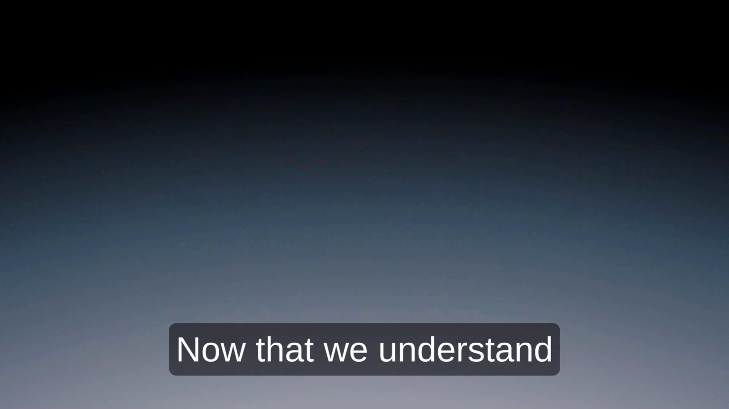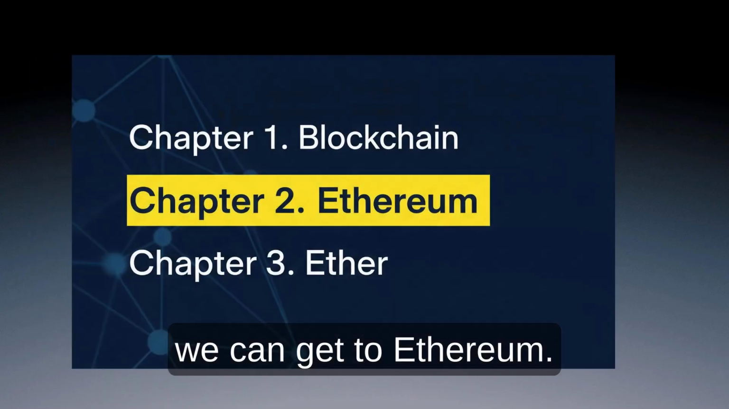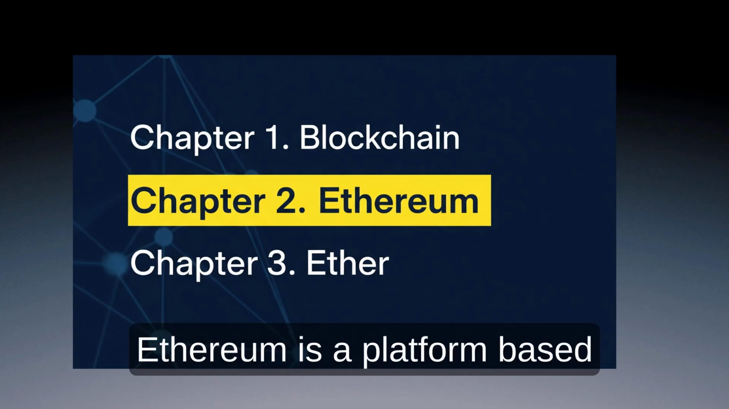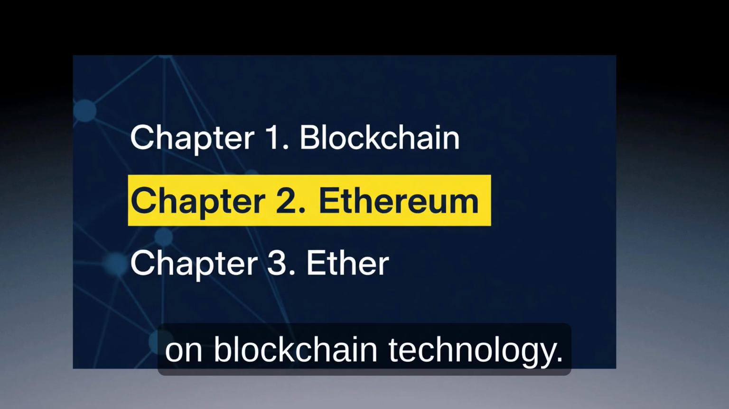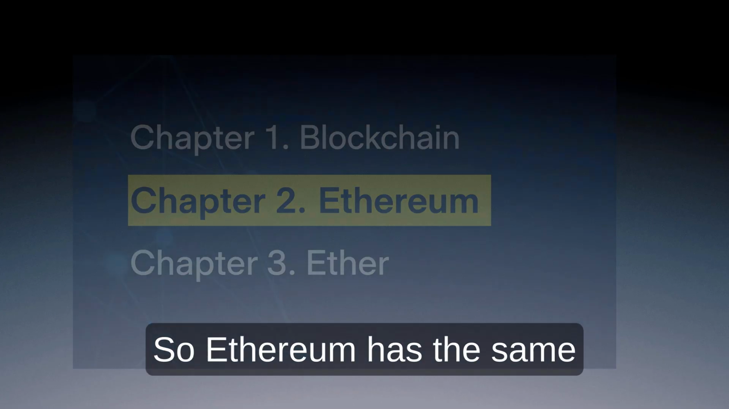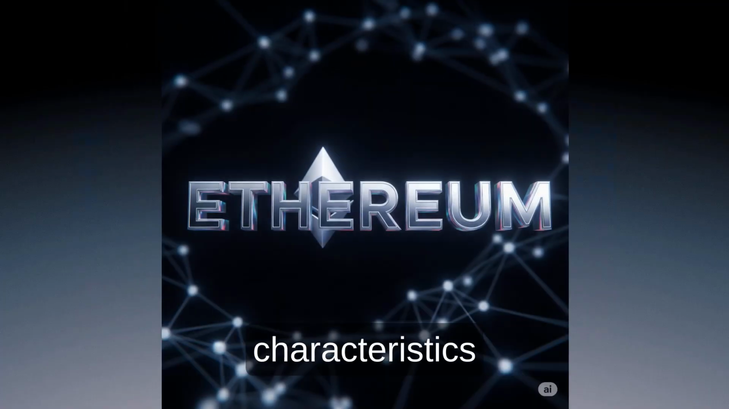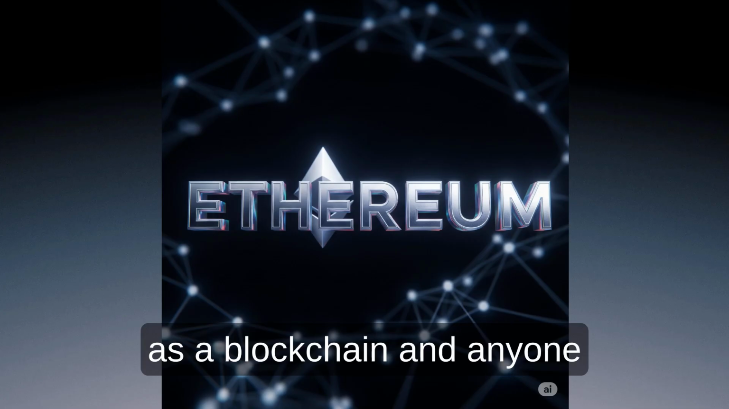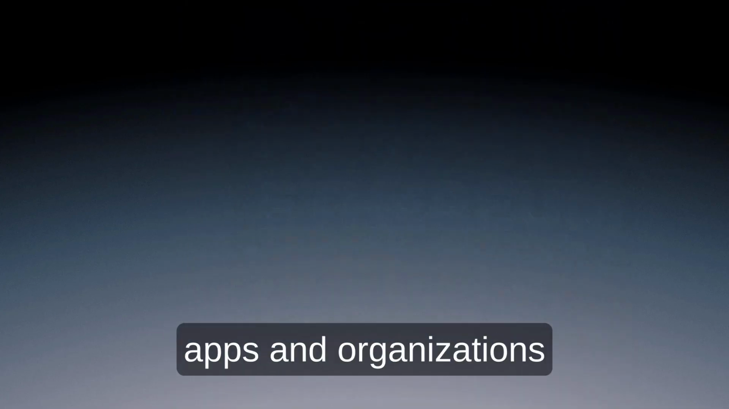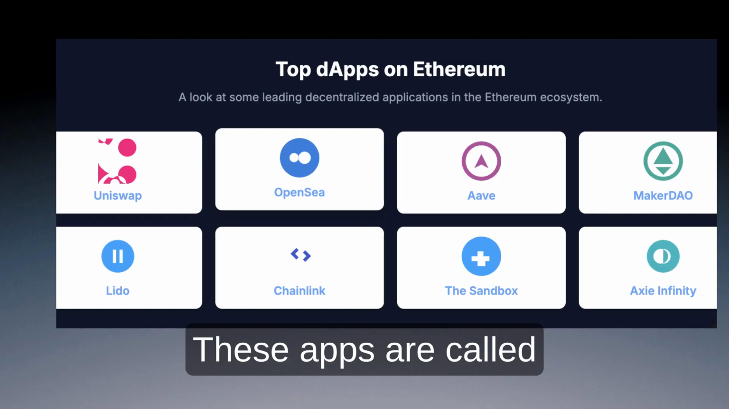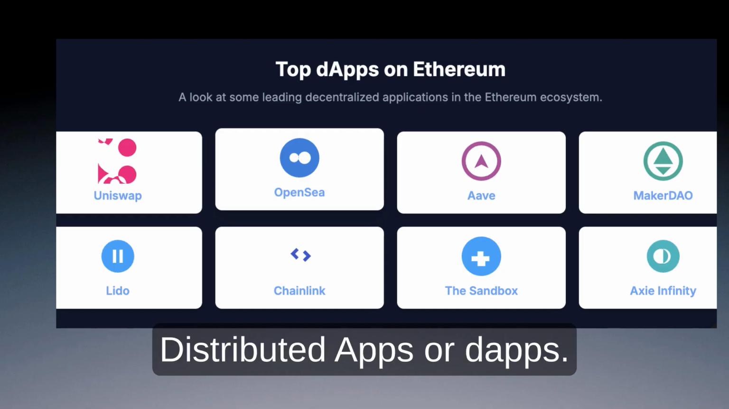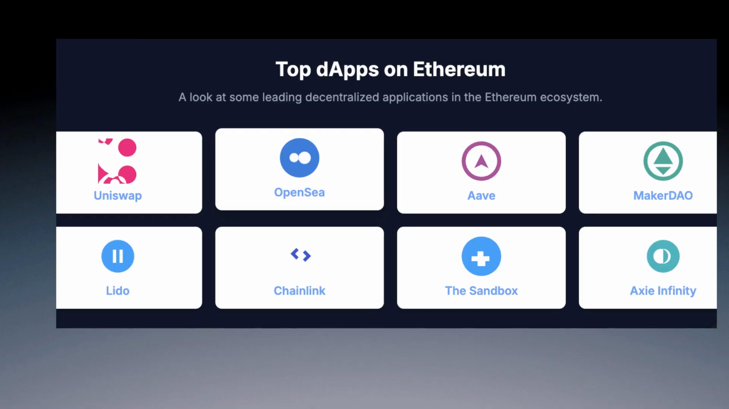Now that we understand blockchain, we can get to Ethereum. Ethereum is a platform based on blockchain technology. So Ethereum has the same characteristics as a blockchain, and anyone can use it to build apps and organizations in a decentralized and censorship resistant way. These apps are called distributed apps or DApps in short.